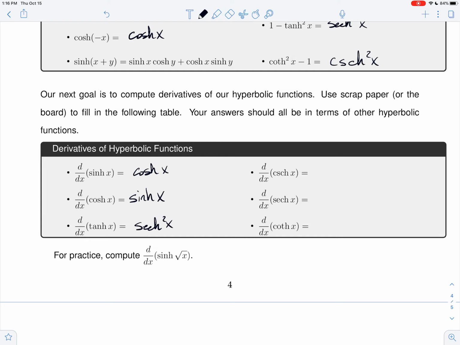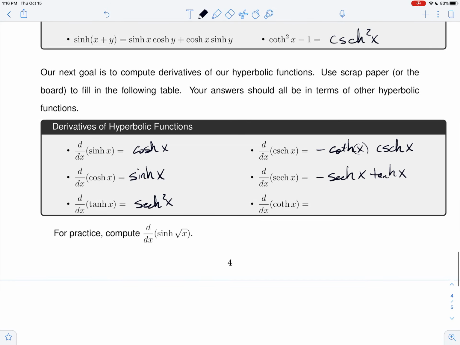The derivative of cosech is negative cotanh x times cosech x. The derivative of sech, second difference, is negative sech x tanh x. And the derivative of cotanh is what you would expect, minus cosech squared of x. All right, so those are the derivative formulas, and so make sure that you know those.